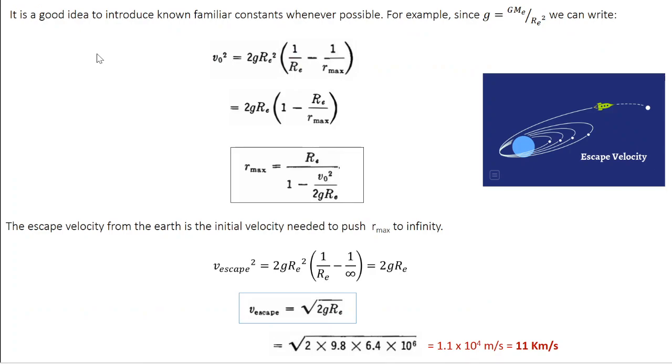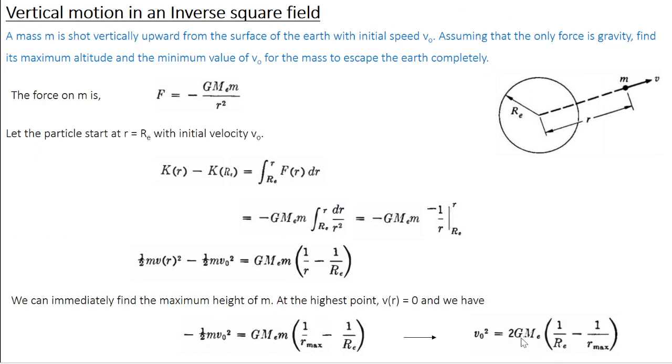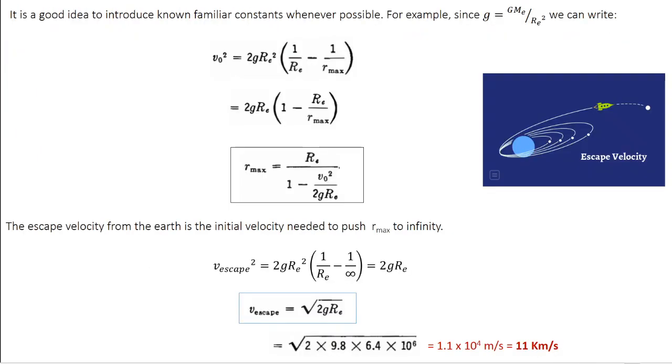It is a good idea to introduce familiar constants whenever possible. For example, we know that the acceleration due to gravity, small g, equal to GMe by re square, right? So from our previous expression, instead of GMe, I can write g re square. So in terms of acceleration due to gravity, I can rewrite my equation as v naught square equal to 2g re square into 1 by re minus 1 by r max, or rearrange the terms, you get 2g re into 1 minus re divided by r max.